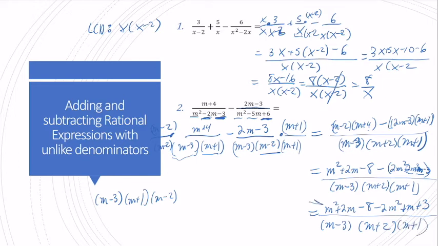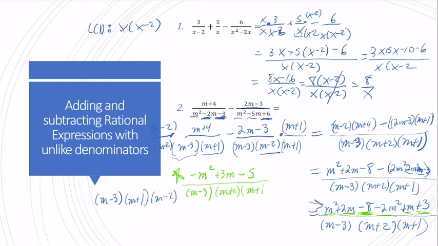And now I need to combine my like terms. So let's move over here in green. So I have m² - 2m² gives me a negative m². 2m and m gives me a positive 3m. And negative 8 and 3 gives me a negative 5. All over (m - 3)(m - 2)(m + 1).